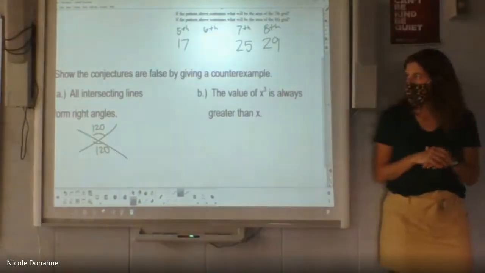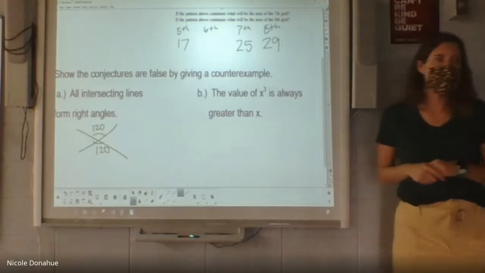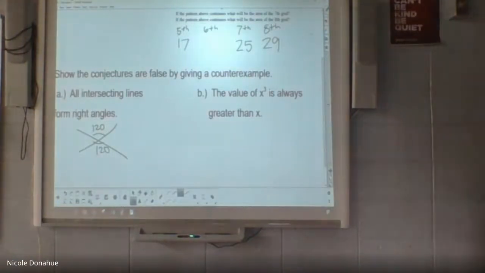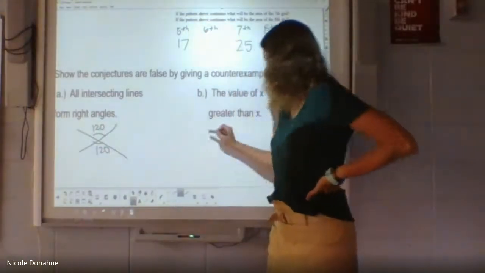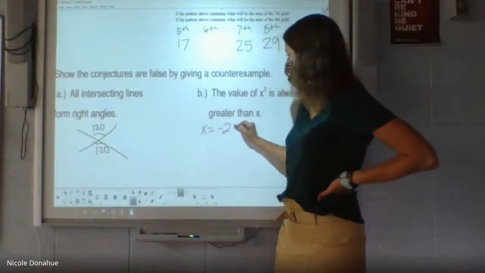The value of x to the third is always greater than x. Did you think of an example where that doesn't work? Yeah. Negative 2 times itself three times equals -8, and x just equals -2.